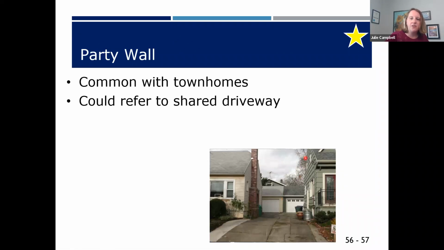If this tree falls down on the garage, who's responsible for it? Well, they both will be, right? Because it's affecting both of their garages, both of their properties. So party walls are sometimes referred to as cross easements.